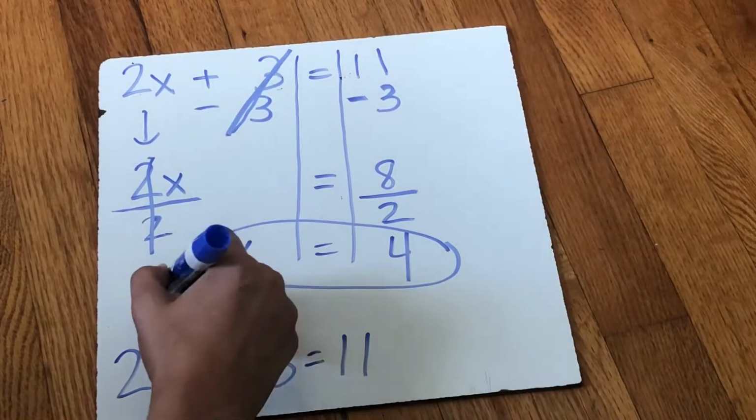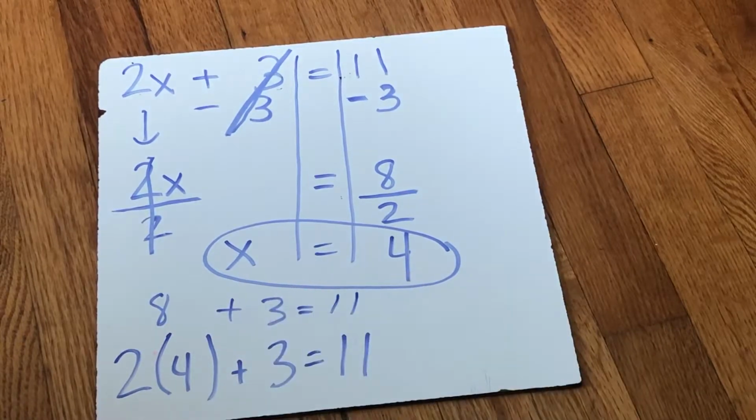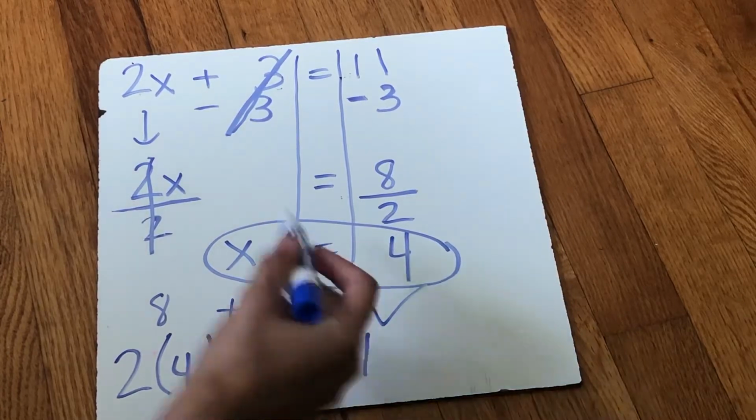2 times 4 is 8. So 8 plus 3 equals 11. Is that true? Yep, that is true. So we know that we got the answer right, x equals 4.